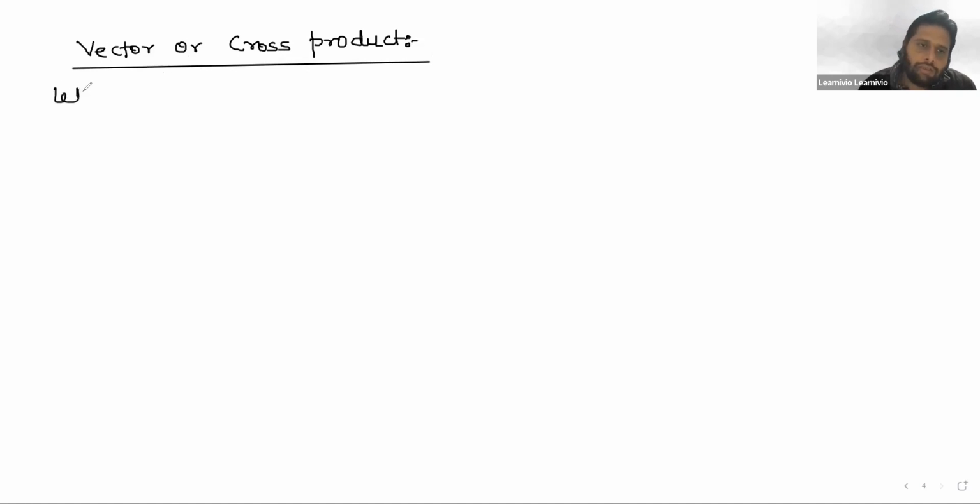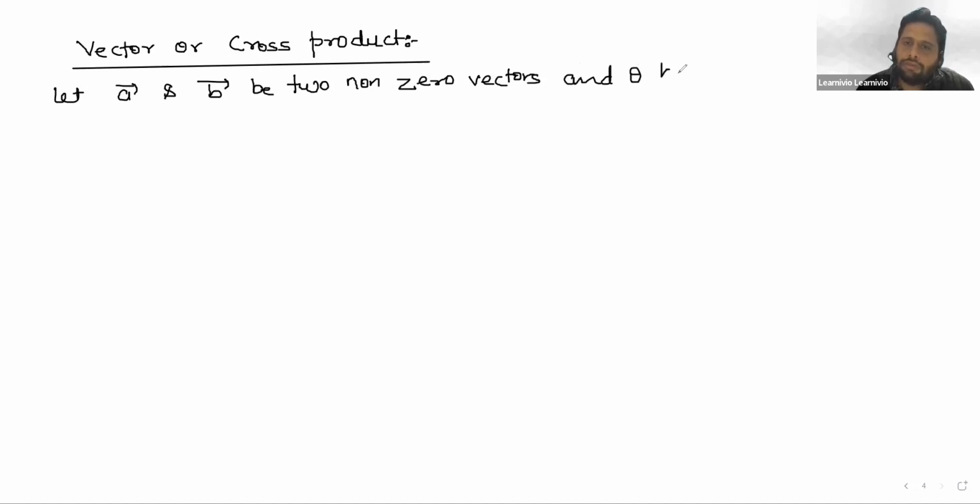Let A and B be two non-zero vectors, and theta be the angle between them, such that theta lies between 0 and pi.